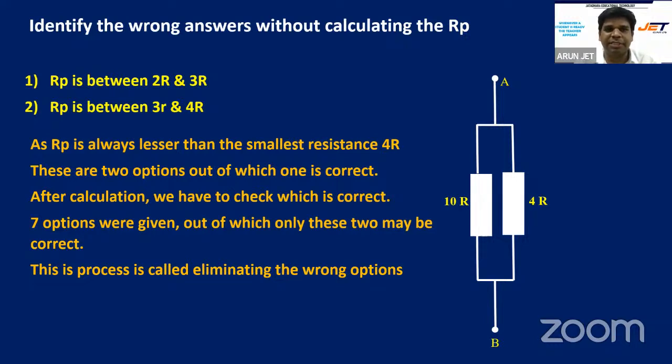As RP is always lesser than the smallest resistance 4R, there are two options out of which one is correct. After calculation, we have to check which is correct. 7 options were given, out of which only these two may be correct. But out of only these two, one is correct. But 3 to 7, they're definitely wrong. This process is called eliminating the wrong options.